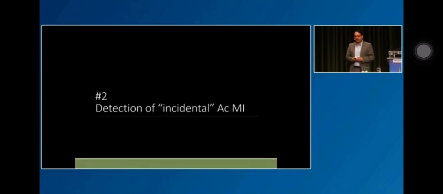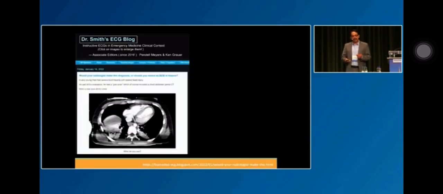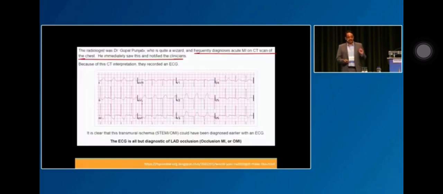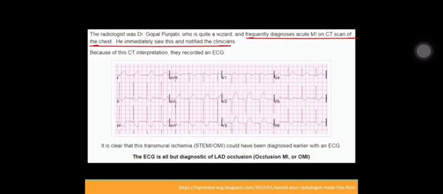I find unsuspected MIs with spectral CT on a regular basis. The next slide is a couple of screenshots from a popular ECG blog where the author talks about a trauma patient where I diagnosed an acute MI on spectral CT based on absent iodine uptake in the LAD territory. The EKG was obtained after the CT interpretation and confirmed the acute MI. The author goes on to say that I am a wizard.